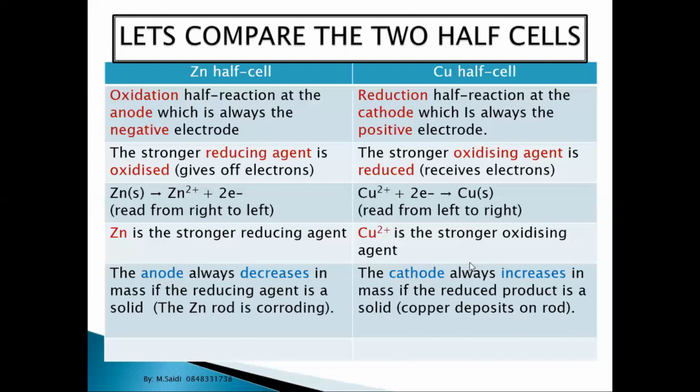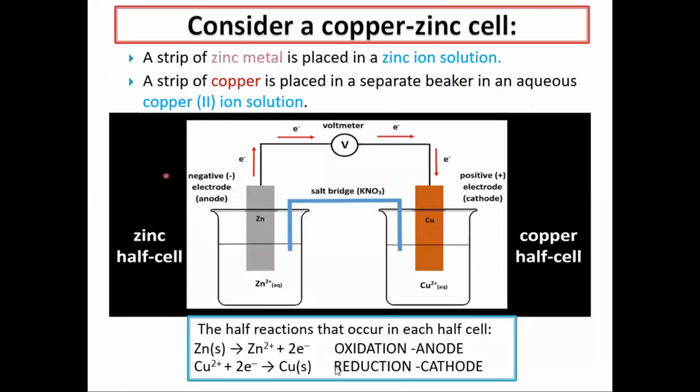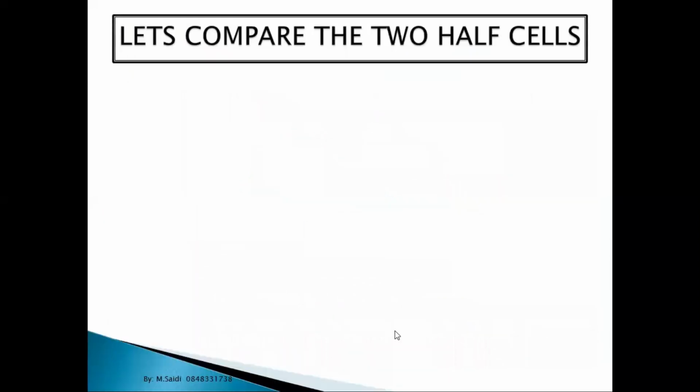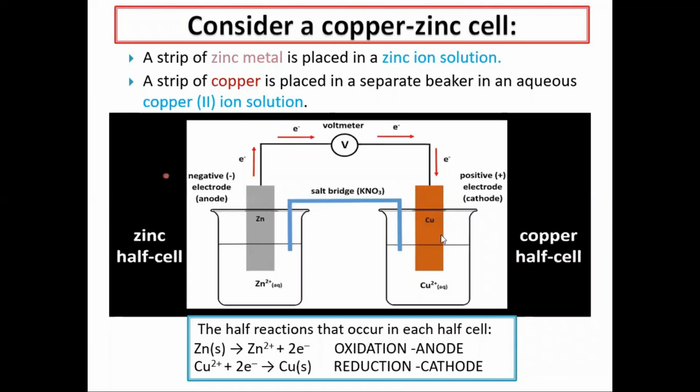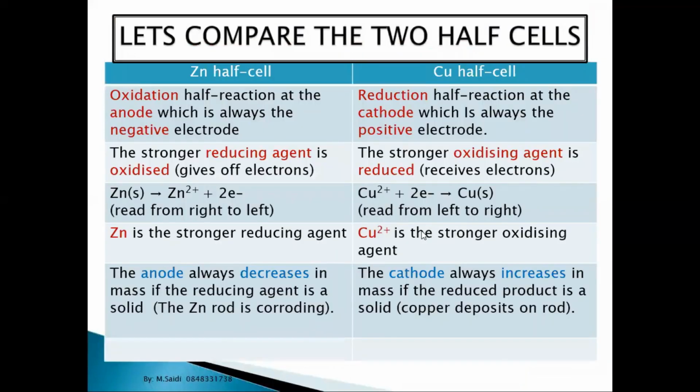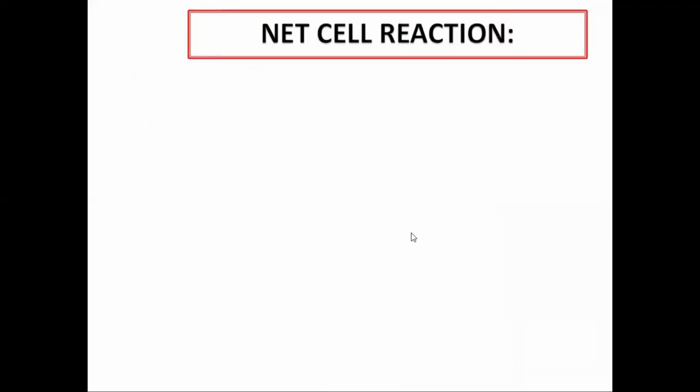All right, and then they're saying the cathode always increases in mass if the reduced product is a solid. Yes, so we saw that since copper is a solid, if you look at it here in the equation, copper is a solid. Even you can look at it here. Yes, it is a solid. Then it means that the terminal must be increasing in size, always, as long as it is a solid. Since now you know the concept, now it means that we can apply these concepts in different versions.